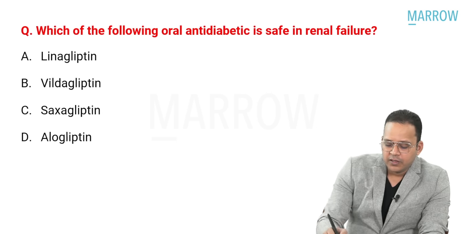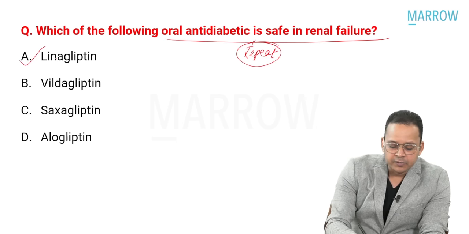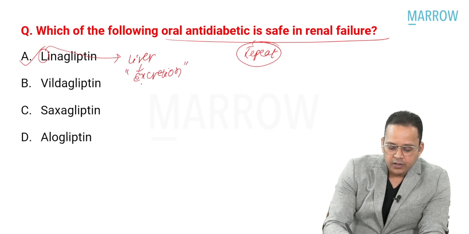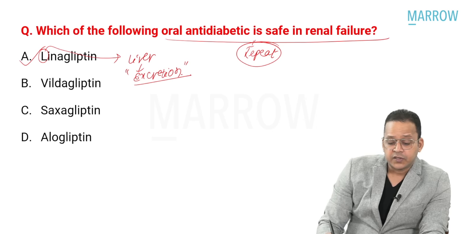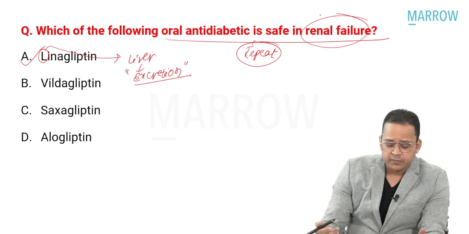Which of the following oral anti-diabetic drugs is safe in renal failure? It's a repeat MCQ. And the answer is linagliptin. So remember, L for linagliptin, L for liver. Liver is the organ of excretion for linagliptin. So that is the reason why it is safe in renal failure. So it's a repeat one. There is nothing much to say here.